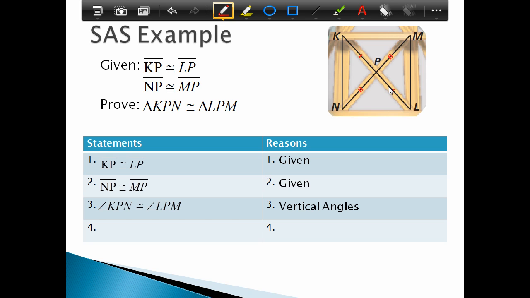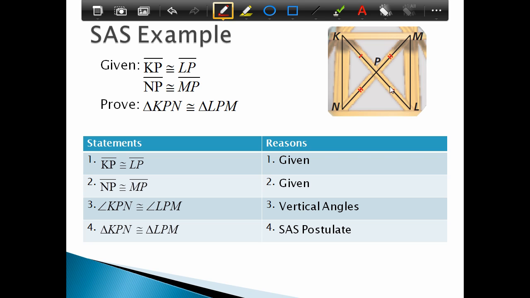We're good. All right, so now let's just do a double check. I've got my vertical angles. I've got the sides on either side of them. That looks just like my picture for SAS. Side, angle, side. I'm looking good. I'm going to go ahead and say that KPN is congruent to LPM, this time the triangles, and that's SAS. That's the reason.